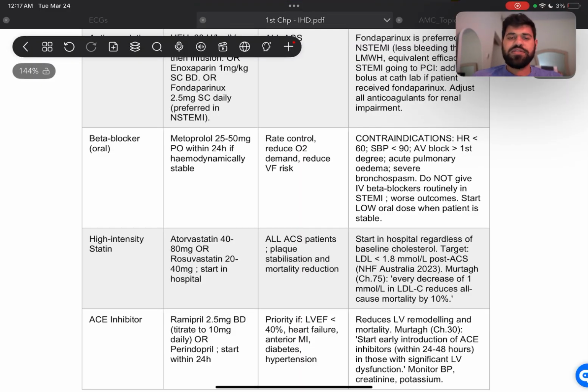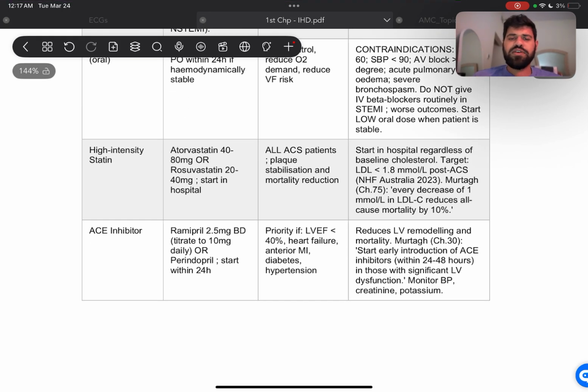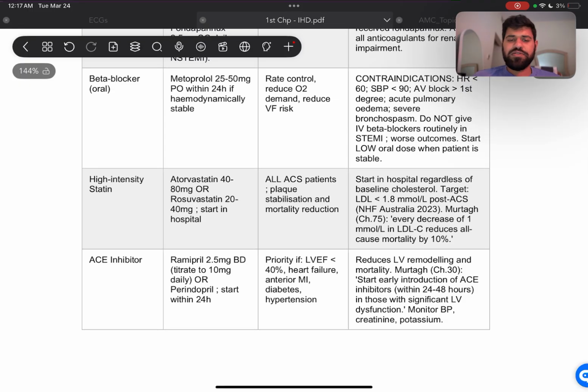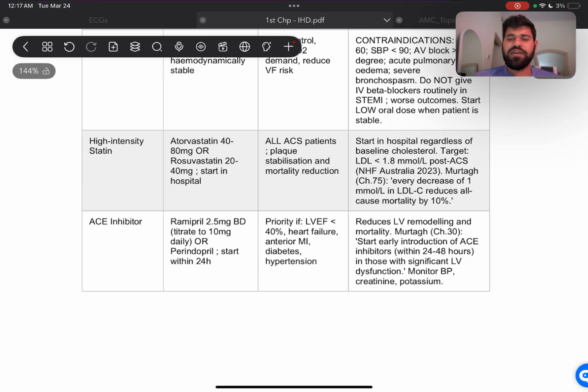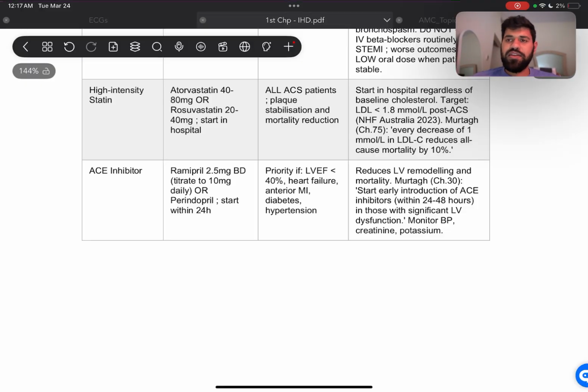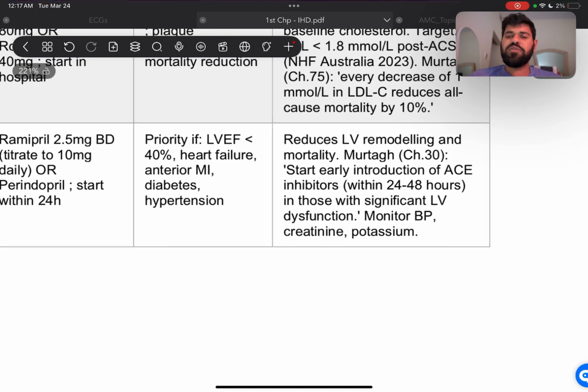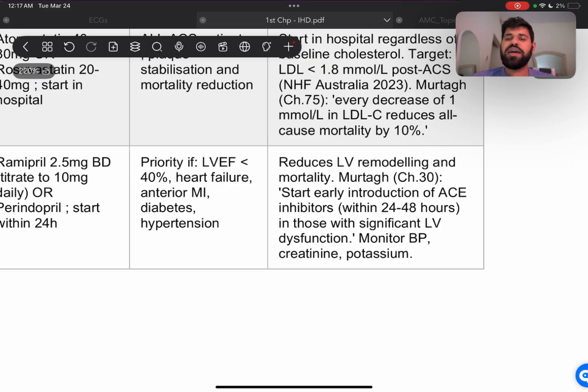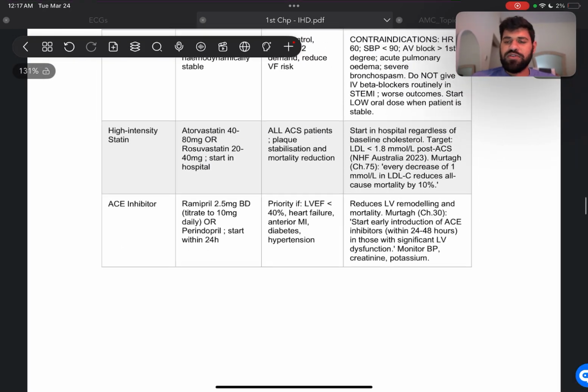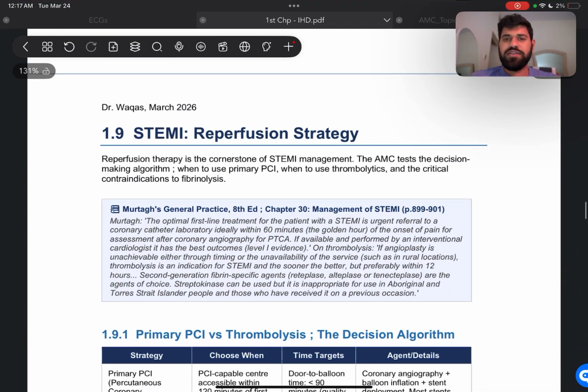Now beta blockers, metoprolol, if the patient is hemodynamically stable, and rate control reduces O2 demand, reduces VF risks. All right. Contraindications, you can read them. High intensity statins, atorvastatin or rosuvastatin, and ACE inhibitors. All right, ramipril, perindopril, and these should be started within 24 hours. All right, and the main reason why we give ACE inhibitors is because they're going to reduce left ventricular remodeling and mortality. However, they are contraindicated in patients who have had a history of asthma.